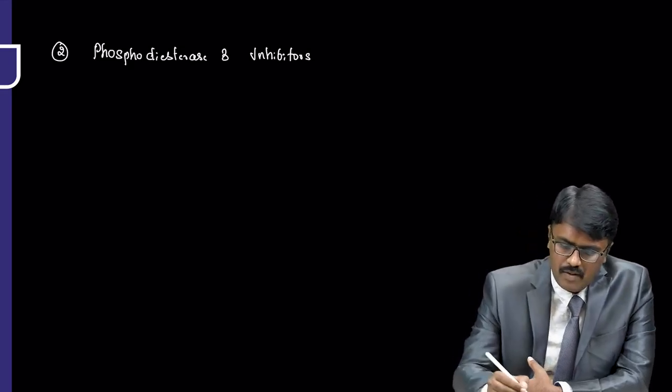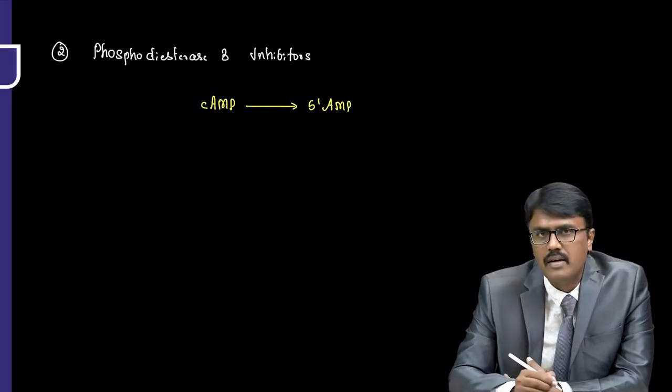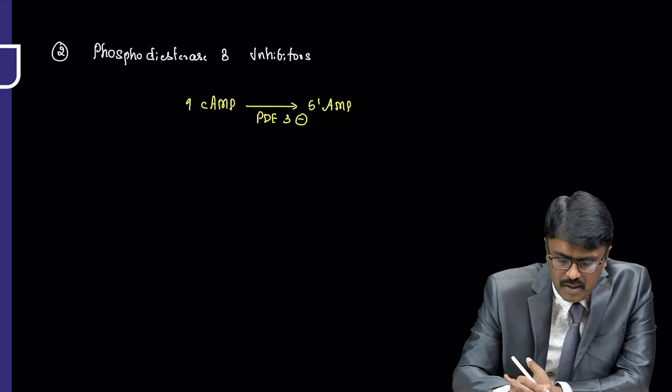They are called phosphodiesterase 3 inhibitors. Now, what is the role of phosphodiesterase? I told you, cyclic AMP is broken down into 5-AMP, and that conversion is done by phosphodiesterase 3. Now, when you inhibit this, what happens? Cyclic AMP increases. What does cyclic AMP do?